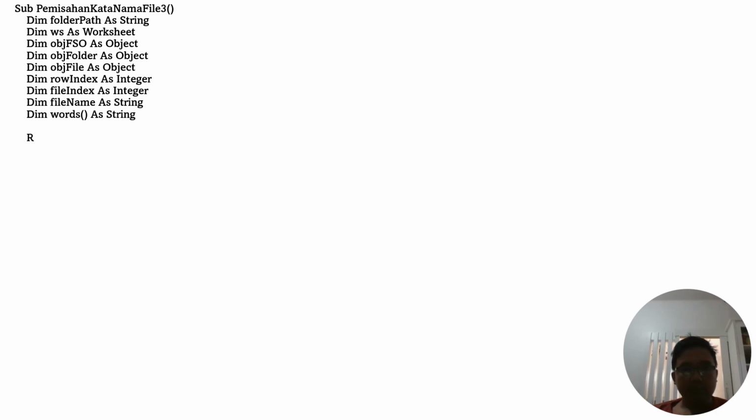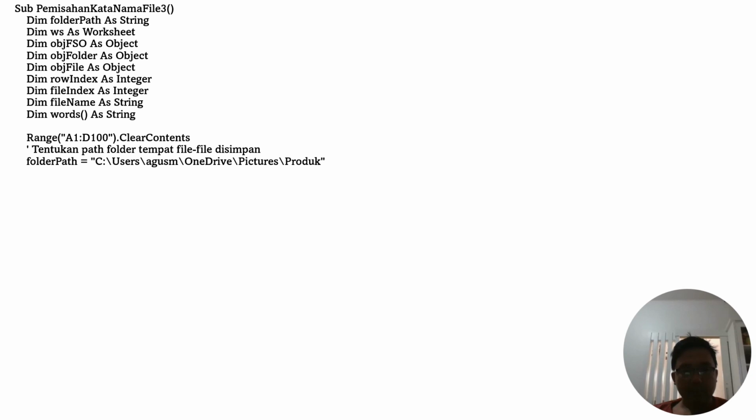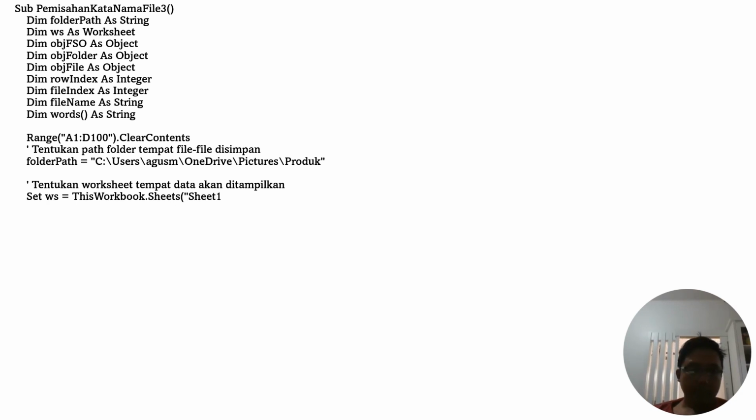2. The code clears the contents of range A1:D100 in the worksheet using the ClearContents method. 3. The folderPath variable is assigned a specific folder path where the files are stored. In this case, it is c:\users\agusm\OneDrive pictures produk. 4. The worksheet where the data will be displayed is assigned to the variable WS. In this code, it is assumed that there is a worksheet named Sheet 1 in the workbook.